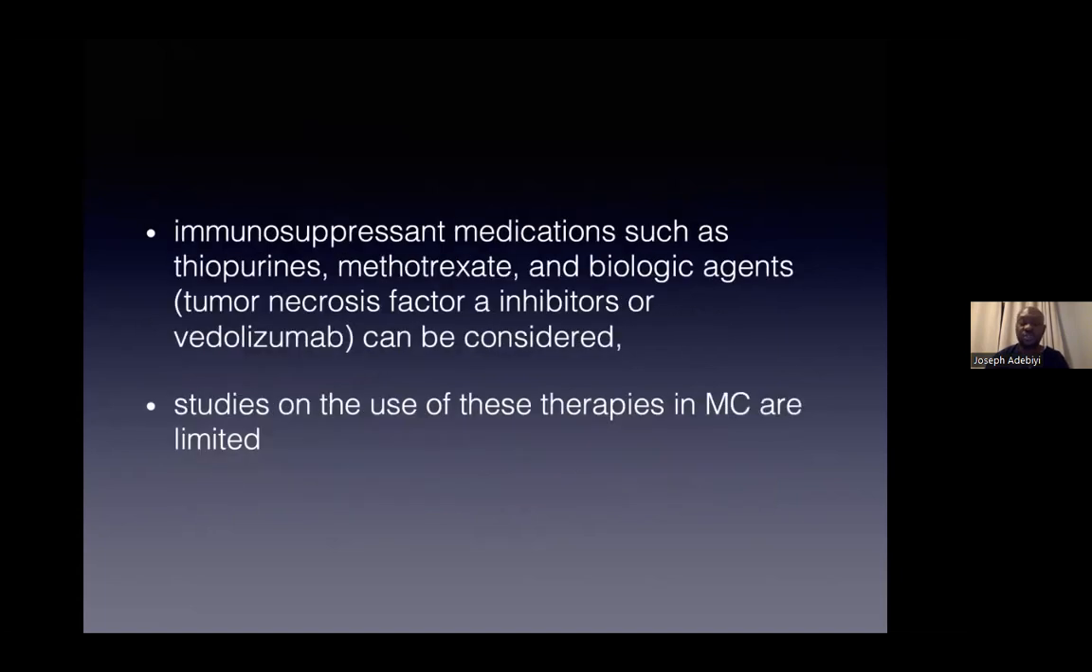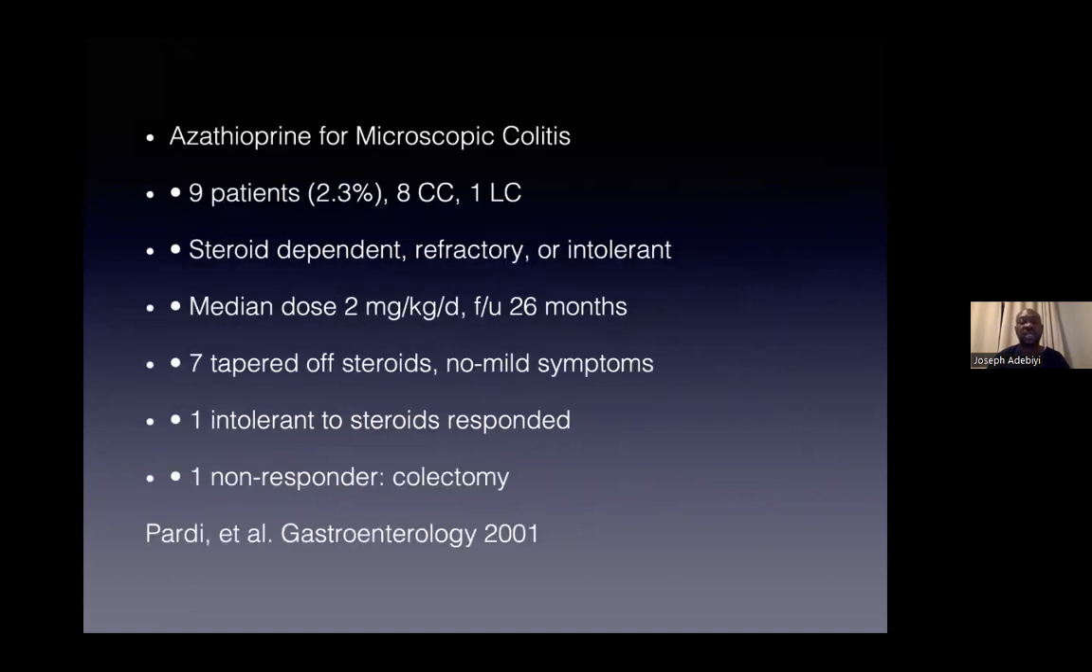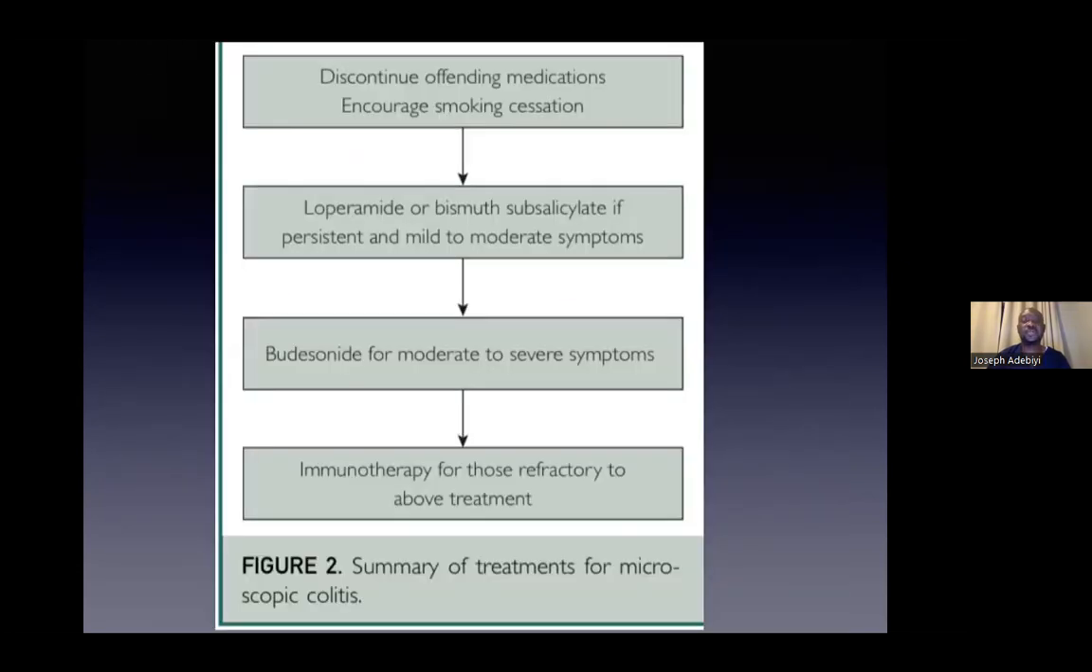Now, for patients who don't respond to budesonide, or who have persistent symptoms after budesonide, or they keep having relapses, you may then use your thiopurines, your methotrexate, and your biologic agents. So things like azathioprine have been shown to help in patients with microscopic colitis, according to several studies, including this one that involved 9 patients.